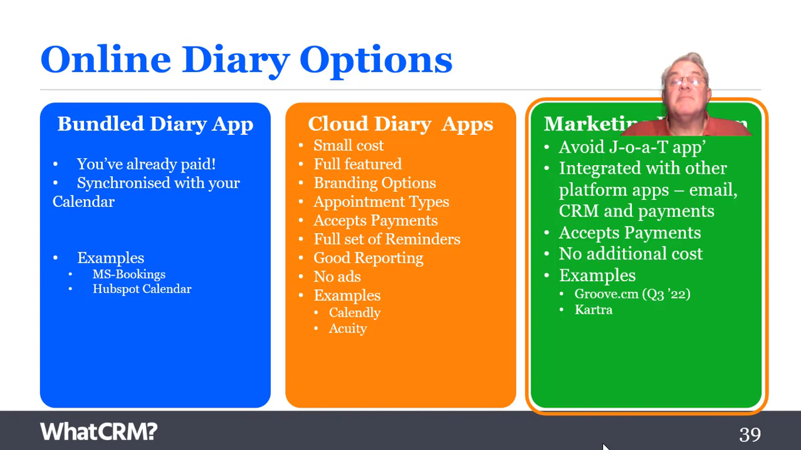You can buy small diary apps that run in the cloud. They connect to your Outlook or your Google calendar, and some other calendars, such as Mozilla Thunderbird, I think it is, that people use. They're not terribly expensive, and they tend to have all the features of appointment types, branding options, payments, and so on, and the full set of reminders. They're all pretty good, but I particularly highlight Calendly and Acuity, and you're looking at about $30 a month per user. It does get more complicated when you start getting into situations where more than one person can fulfill the appointment and in more than one place and so on.